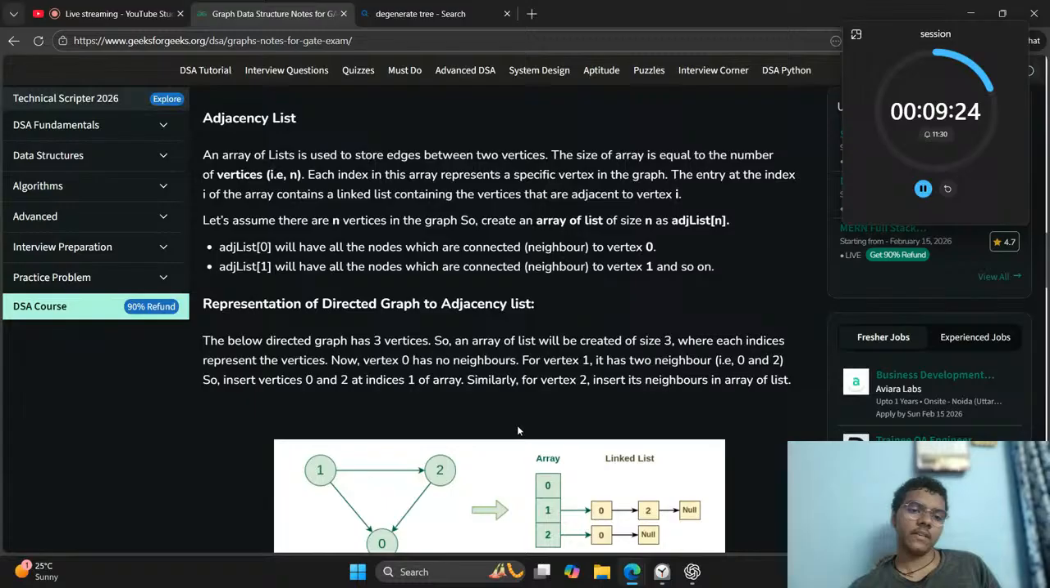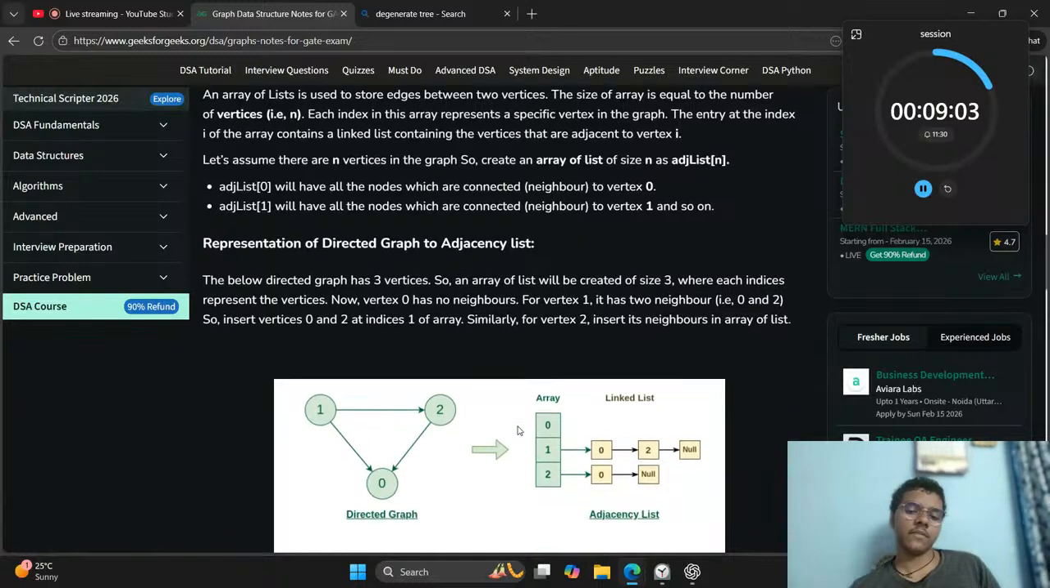Adjacency list: an array of lists is used to store edges between two vertices. The size of the array is equal to the number of vertices. Each index in this array represents a specific vertex in the graph. The index i of the array contains a linked list containing the vertices that are adjacent to vertex i.